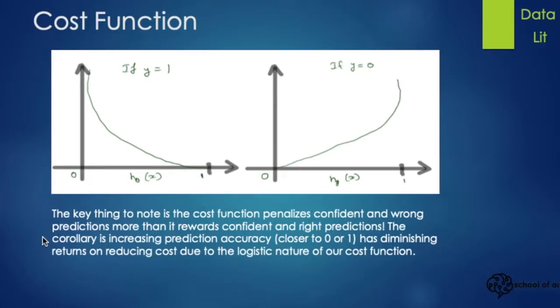The key thing to note here is the cost function penalizes confidence in wrong predictions more than it rewards the confidence in the right predictions. The corollary here declares that increasing prediction accuracy has diminishing returns on reducing the cost due to the logistic nature of the cost function.